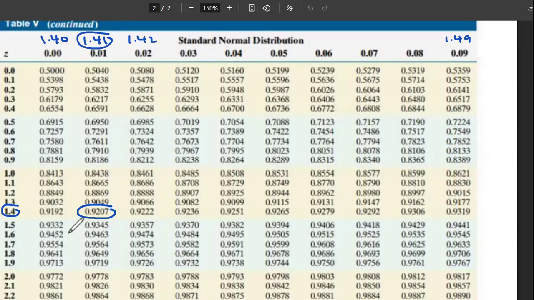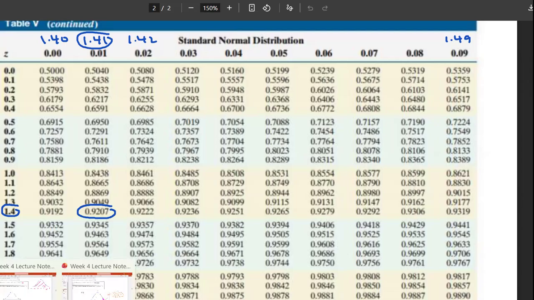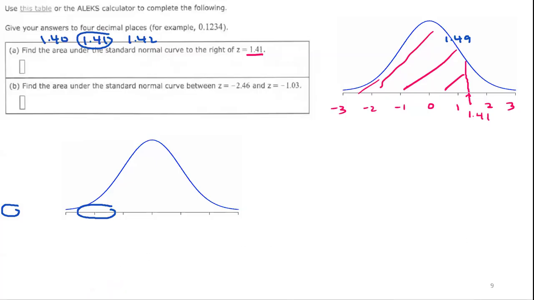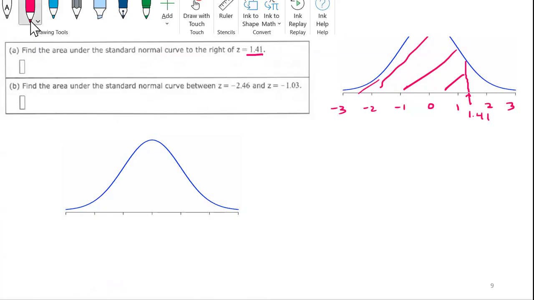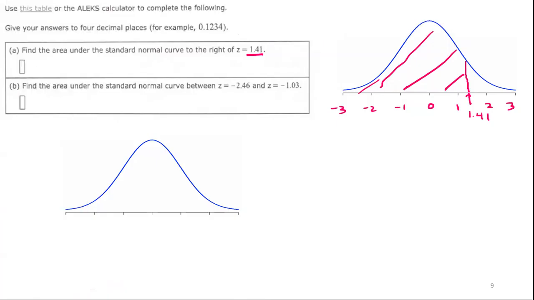So 0.9207. So let's go back to our graph here, okay? All right, so this area here to the left is 0.9207. Or we can write it as a percent: 92.07%. Okay. All right, but is that what it's asking?